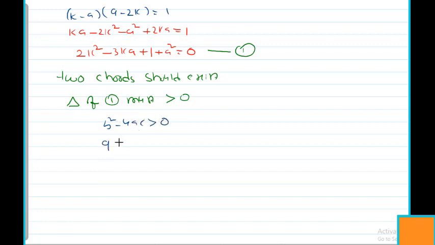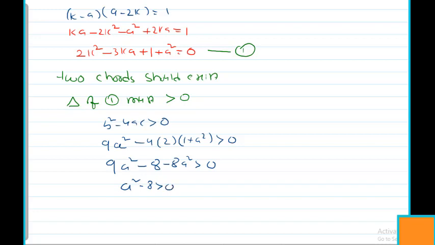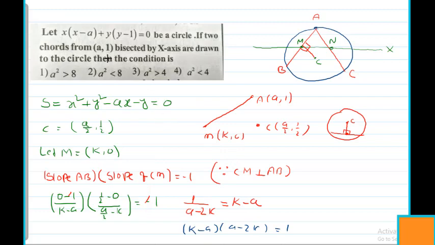So b squared means 9a squared, minus 4a, which means 2, times c, which means 1 plus a squared. This should be greater than 0. Or 9a squared minus 8a squared greater than 0, or a squared minus 8 greater than 0, or a squared is greater than 8. Under this condition, this situation happens. Now cross-check our options. According to our options, a squared is greater than 8, so the first option is correct for the problem.